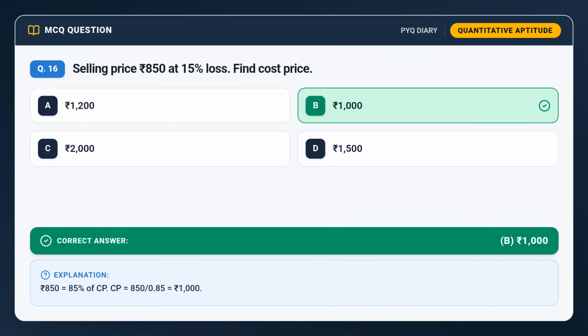Question number 16. The selling price of an item is 850 rupees at a 15% loss. Find the cost price. Your options are A, 1,200 rupees, B, 1,000 rupees, C, 2,000 rupees, and D, 1,500 rupees. The correct answer is B, 1,000 rupees. Since there is a 15% loss, 850 rupees equals 85% of the cost price.